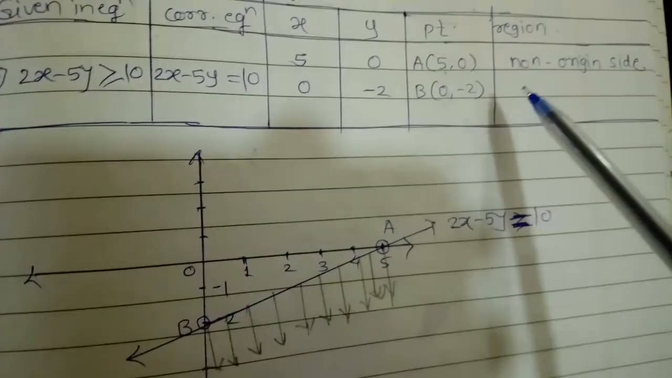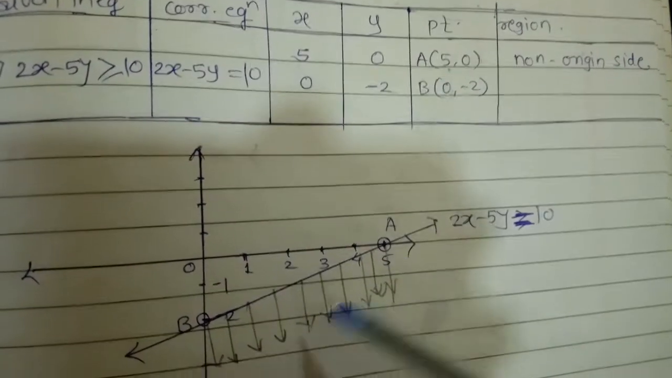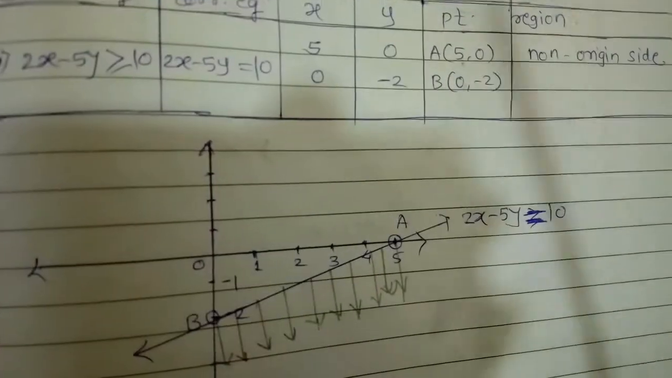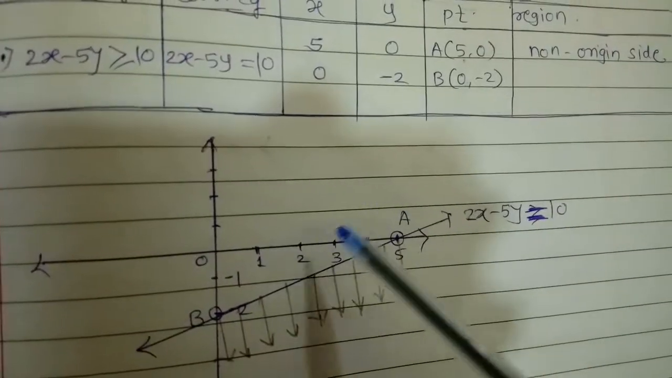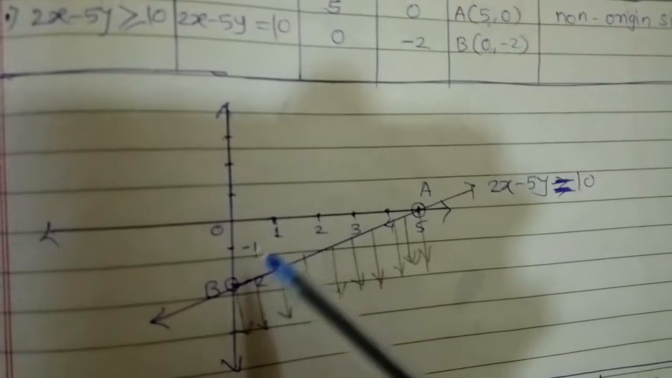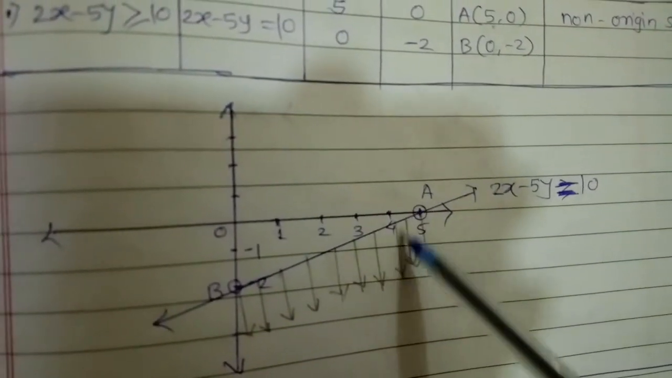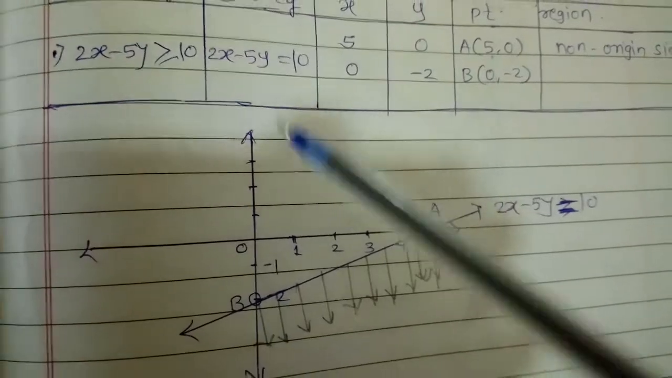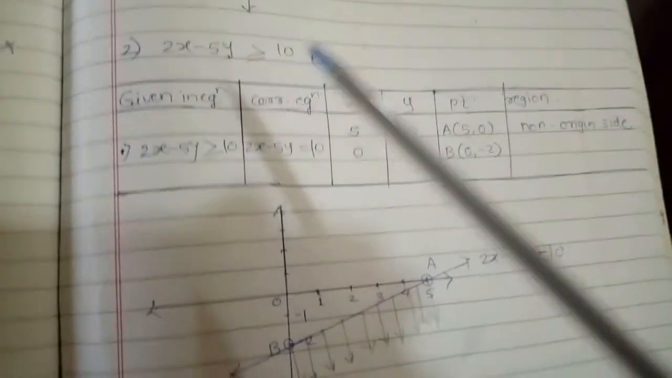And now we have to draw the arrows on the non-origin side. Now see this line, the origin is on this side, but we have to draw the arrows on the non-origin side, so the non-origin side is the downward side. So we start from A and draw the parallel lines up to B. So this is the second example.